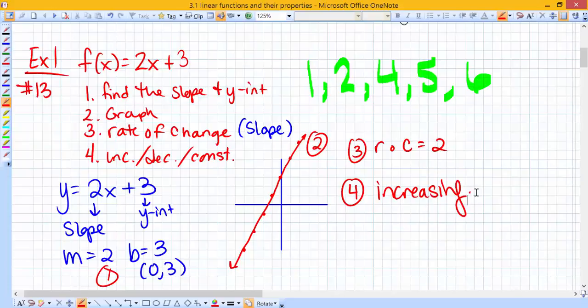All right, that's example 1. And you have a bunch of questions on your first quiz involving this example. And it may just be really quick. What's the slope? What's the y-intercept? Is it increasing or decreasing? Graph it. What's the rate of change? So each one of those might be a question on a quiz. Be ready for it.